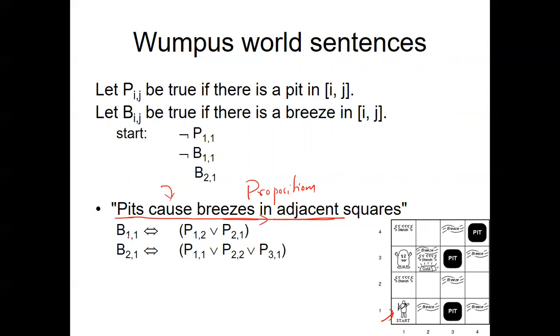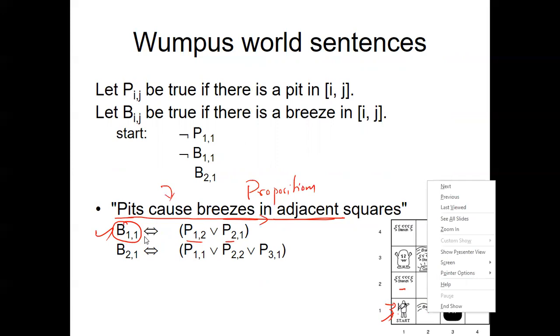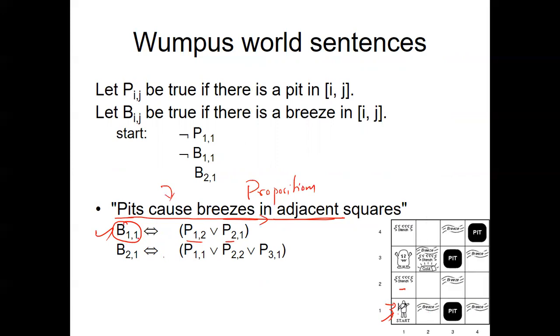Actually, for every cell you have to write like this. If there is breeze in 1 comma 1, it means that there is a pit in 1 comma 2 or 2 comma 1. So like that for every cell you have to write. So if here there is a breeze, then what does it mean? There is a pit either here or here. Okay. So for that we are using bidirectional. Why are we using bidirectional? Because it is applicable both ways. If there is breeze here, then it means there is a pit either here or here. If there is a pit either here or here, then obviously there will be breeze in 1, 1.